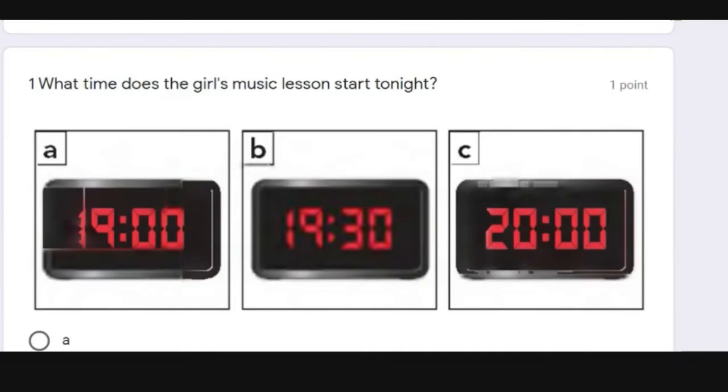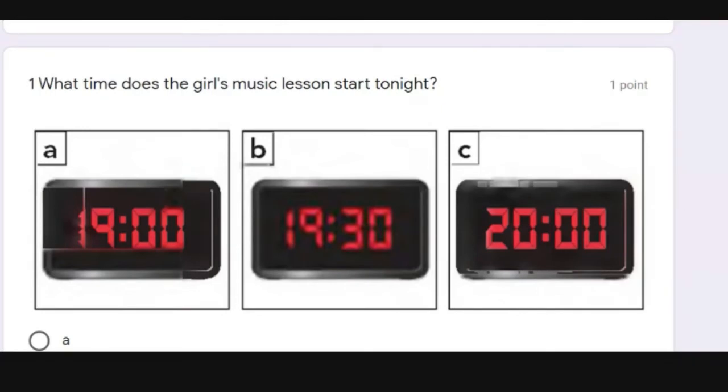1. What time does the girls' music lesson start tonight? What time does your music lesson start tonight? 7:30. Are you sure? I thought it was starting at 8 tonight because there's a celebration in the hall at 7 o'clock. Dad, you're right. It was in the note from my teacher. Thanks for remembering. It's so boring waiting for the class to start.